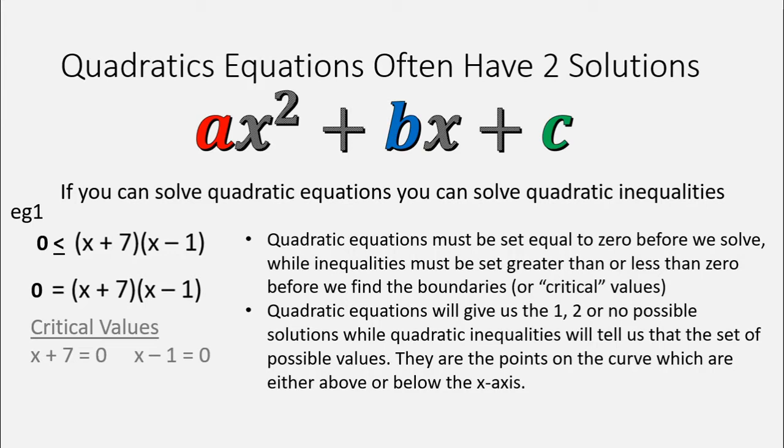So for this first equation, x plus 7 equals 0. First I'll move the 7 to the other side. Instead of plus, I'll minus. So that's x equals 0 minus 7. x is negative 7. That's one of my critical values.